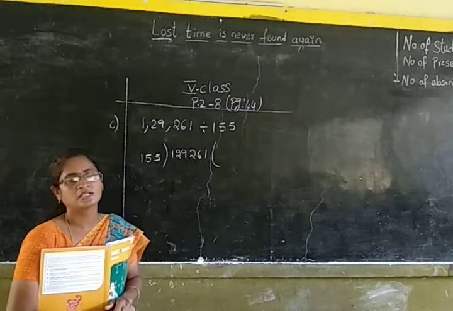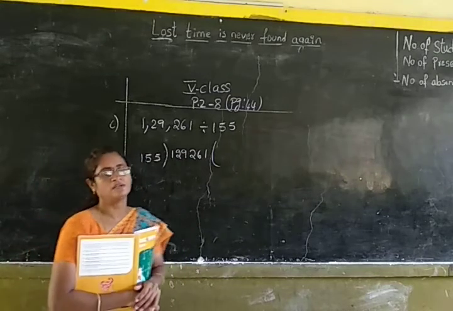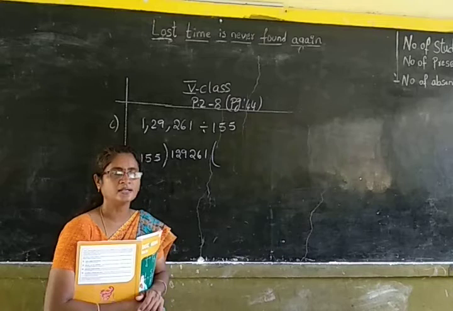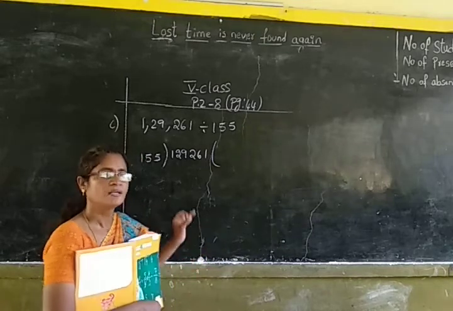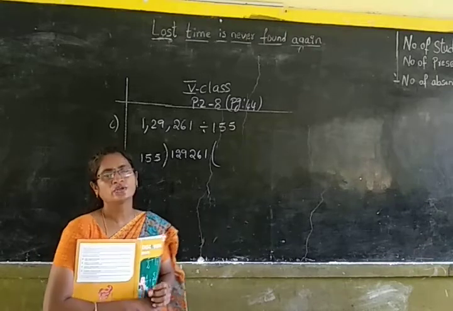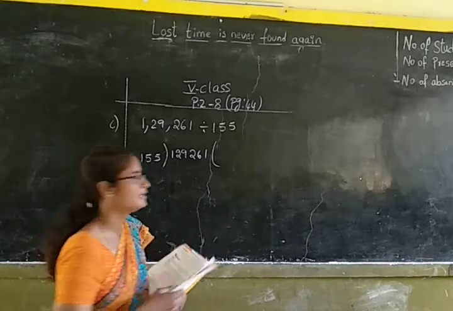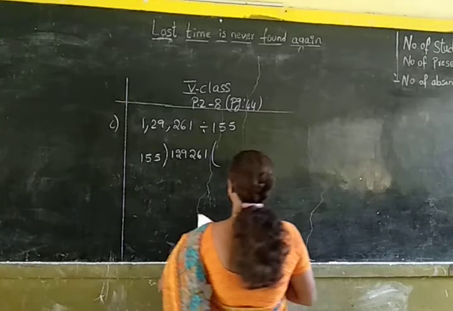Now I have to see how many times 155 goes in 1292. For that I have to write the table. You can write the table either by multiplying or doing the repeated addition. Now I am going to write the table by using the repeated addition. Okay, children?